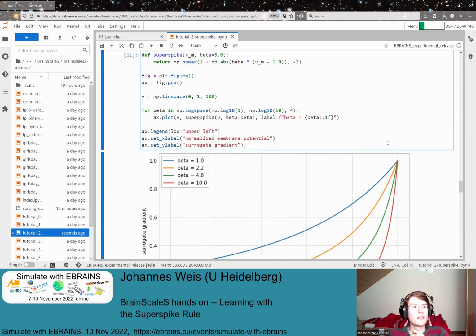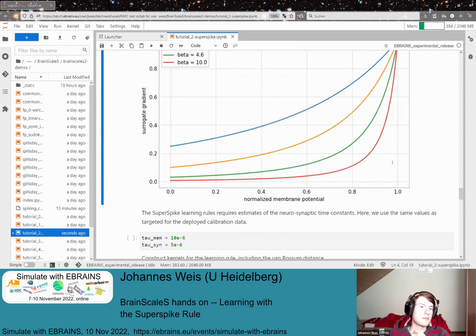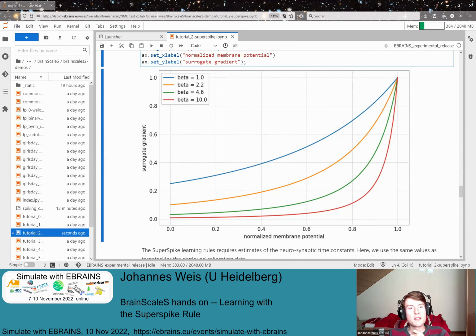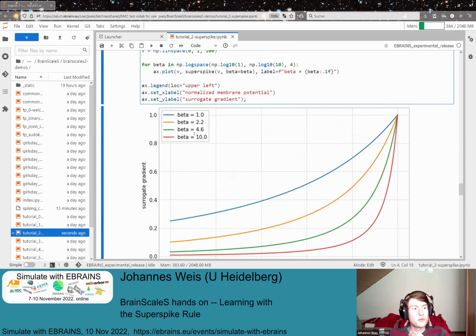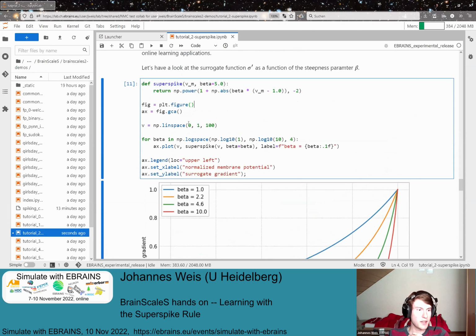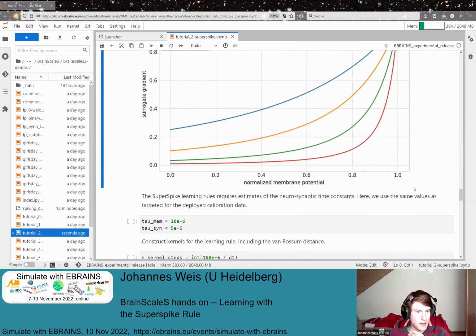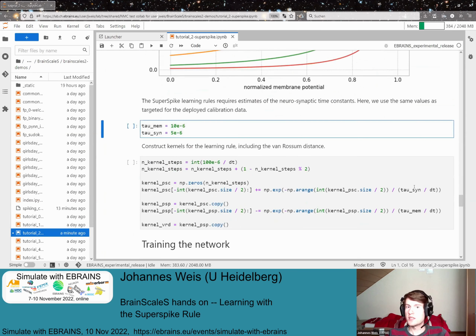as I said previously, in this product of synaptic current and this superspike gradient, we can see that higher numbers mean that the neuron is much more likely to spike now, which is of course the case if we are closer to the threshold. The steepness of this function can be controlled by a parameter which we call beta here, and we can later investigate the effect of this parameter beta on the actual learning. This cell here only plots the function for different beta. And we will now implement the superspike rule.